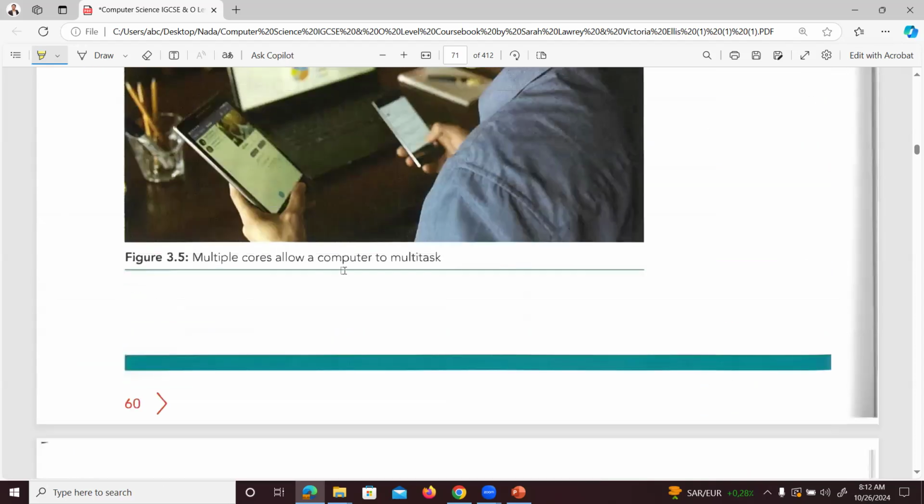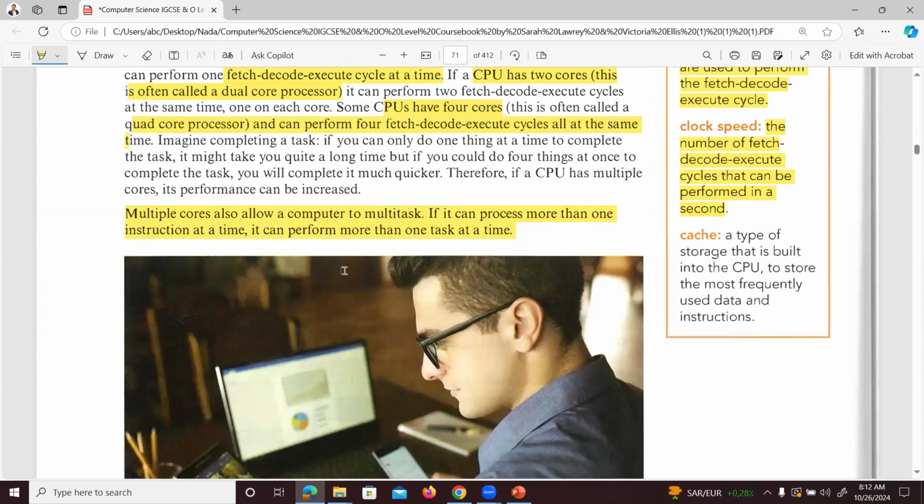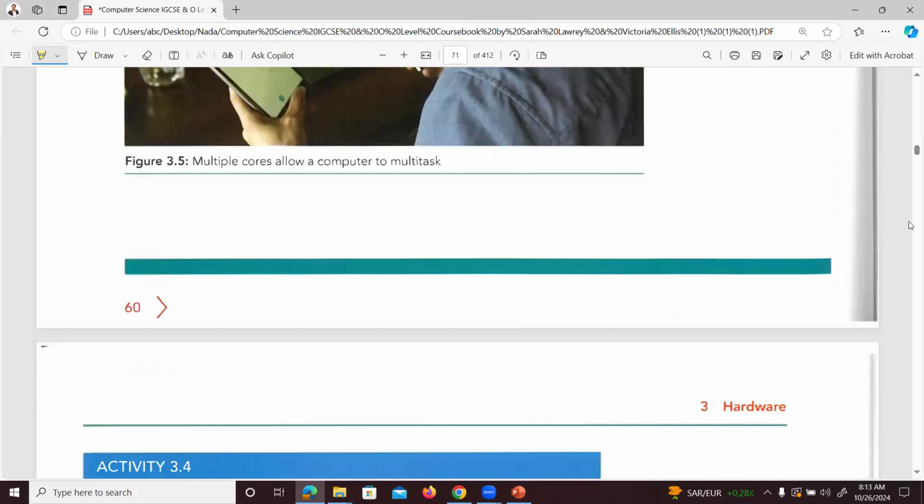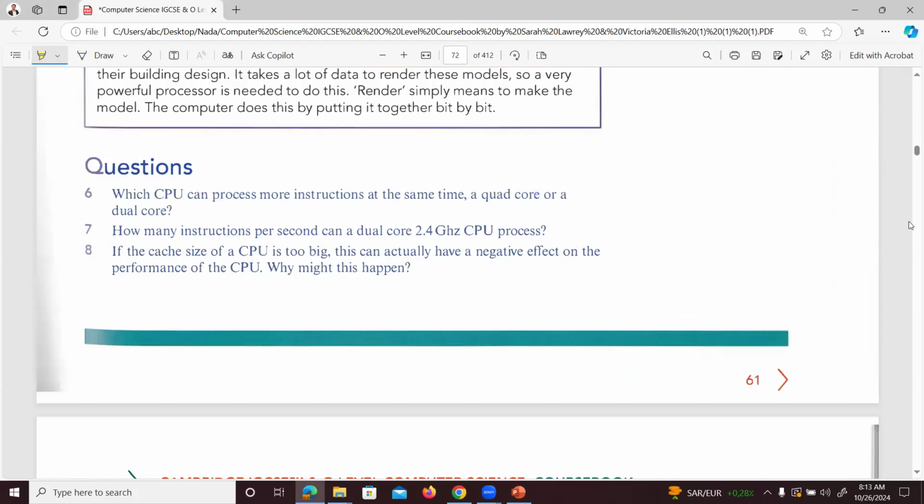A cache memory basically stores your temporary information. So a cache is a type of storage that is built into the central processing unit to store the most frequently used data and instructions. If you are using your most frequent data and instructions, you do not have to load the data all over again and go through the whole process of the registers. If it is stored in the cache, it's like a shorter way. Your computer can just receive the instructions from there.